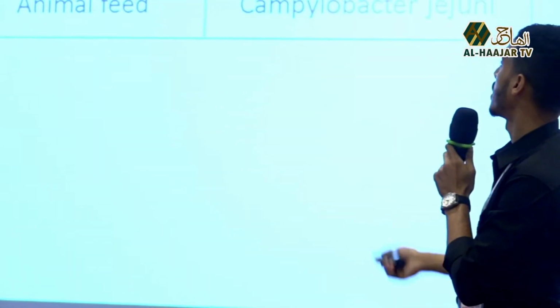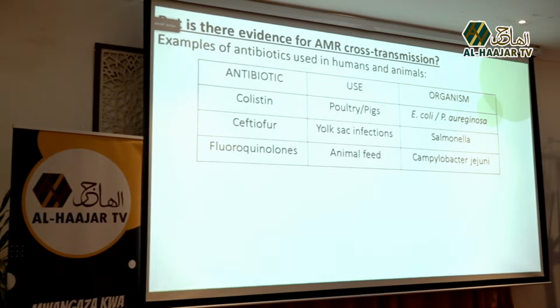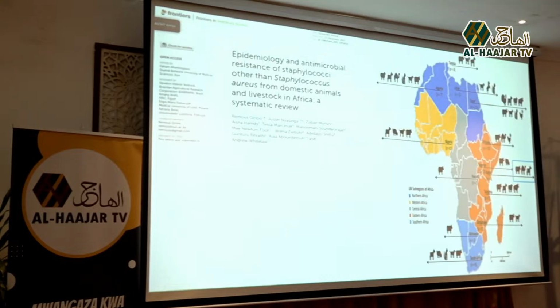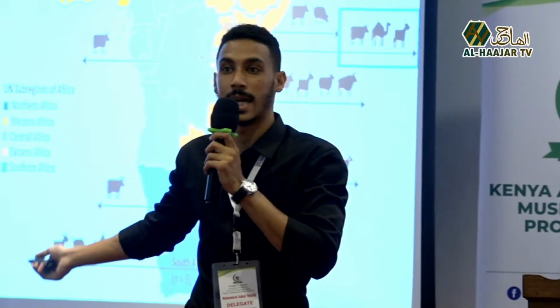This is our transfection. Now, is there evidence for cross-transmission for AMR? For antibiotics, colistin is commonly used in farming for poultry and pigs, and one of the organisms that commonly develop resistance to colistin is E. coli and Pseudomonas aeruginosa. We have our fluoroquinolones, the same case, and the culprit is Campylobacter jejuni. This is a paper we published focusing on the different antibiotics and staphylococci species commonly found in animals that have subclinical mastitis. And the takeaway message from this is that they all exhibited high amounts of resistance to these antibiotics.